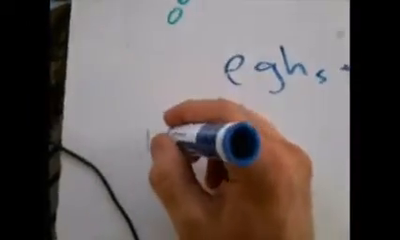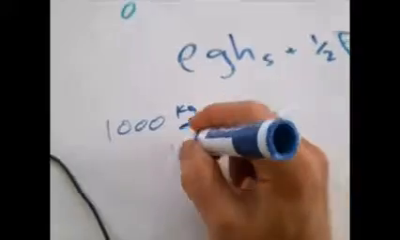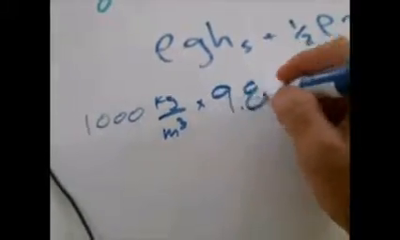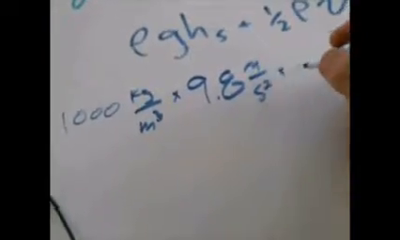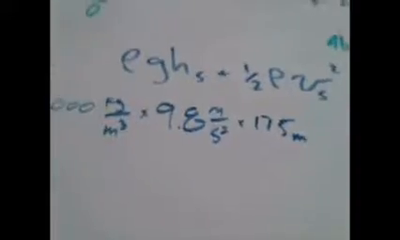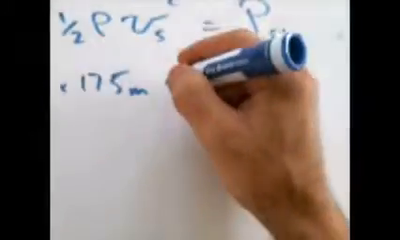And the density of water, you guys all know, is 1,000 kilograms per cubic meter. You all know the planet we're on, 9.8, that's meters per second squared. And the height at the surface now is 175 meters above the chamber. All right, so again, since I called the chamber 0, that becomes positive 175.